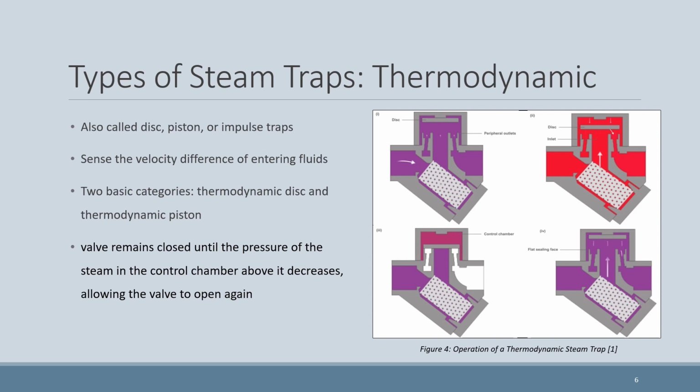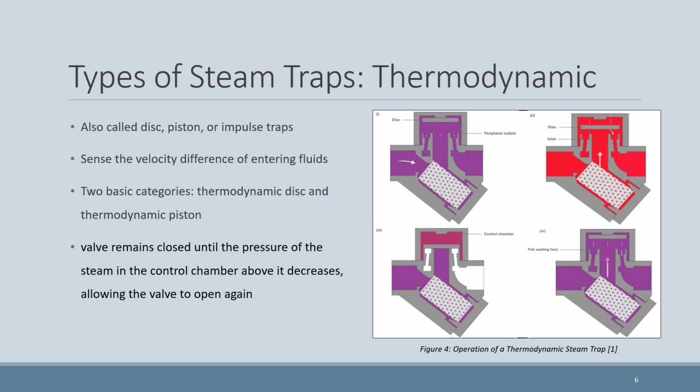Thermodynamic traps, also called disc, piston, or impulse traps, sense the velocity difference of entering fluids. There are two basic categories of thermodynamic traps that work on the velocity principle: thermodynamic disc and thermodynamic piston.